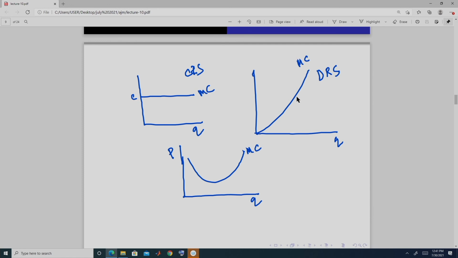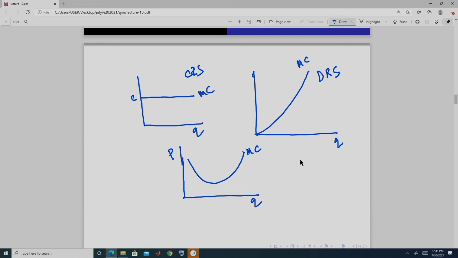marginal cost, but this kind of marginal cost function may be due to the law of diminishing marginal product, when one input is fixed and another input is variable, like capital is fixed and labor is variable, then also we will get this. So, we have DRS, or we may have this kind of situation. Okay. So, what we have?